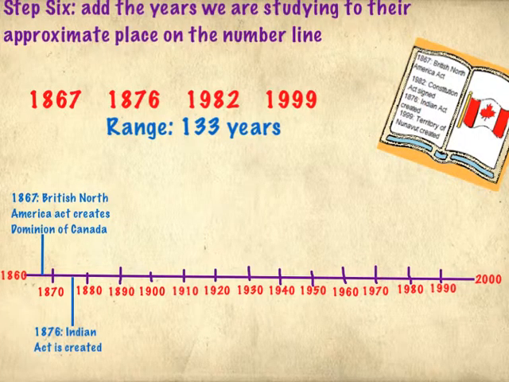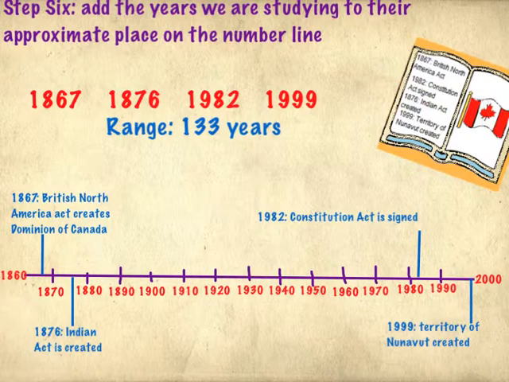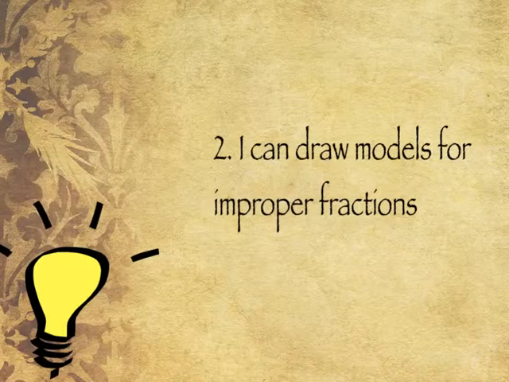Next, I can add my third event, which was in 1982 when the Constitution Act was signed. And my final event will be the creation of Nunavut in 1999, which will be right up by 2000. And there you have it. I've ordered my years, I've found a range, I've created a timeline. It's very beautiful, and I'm ready to study.